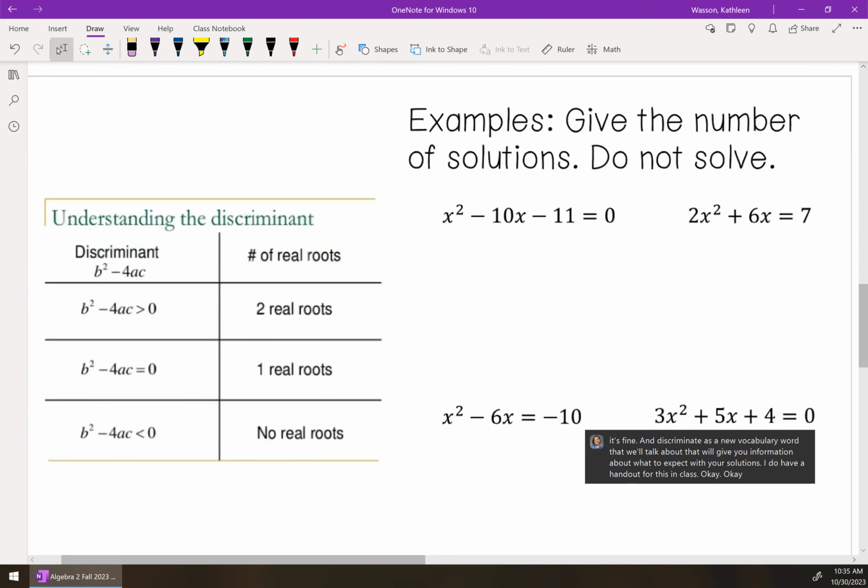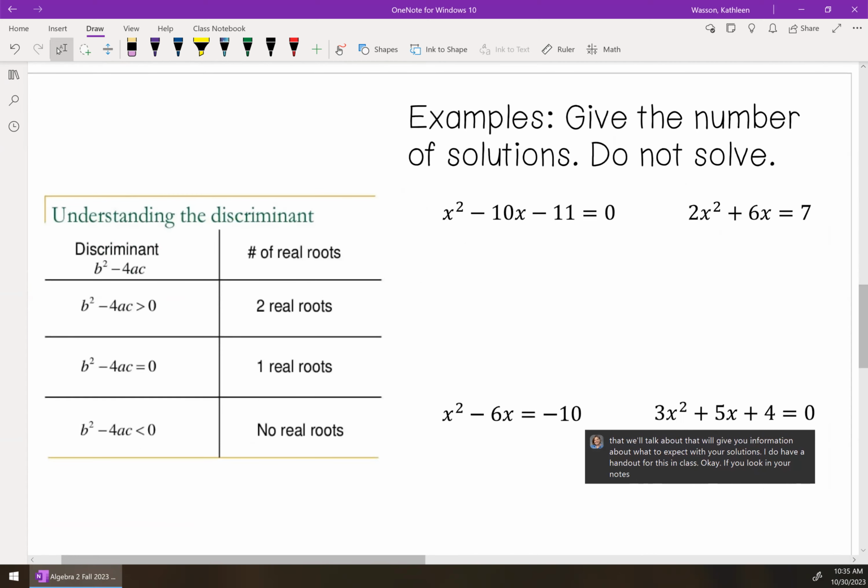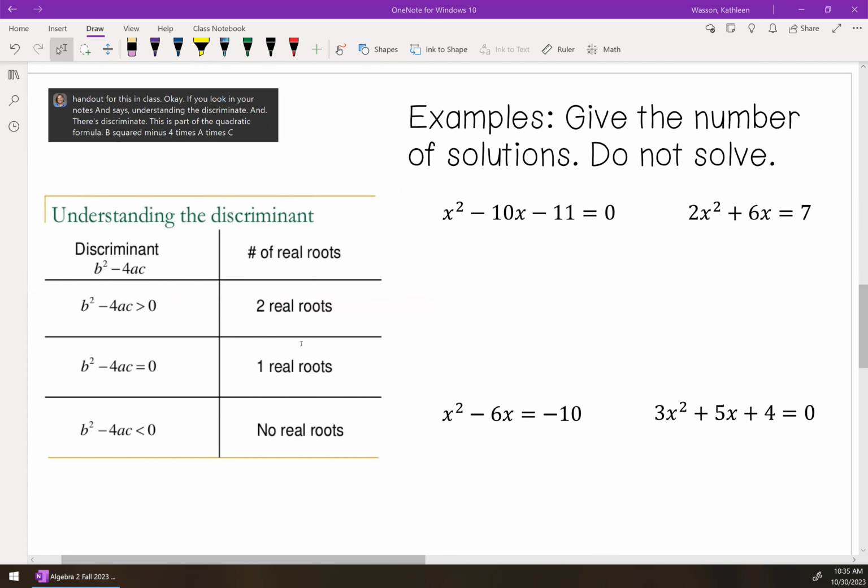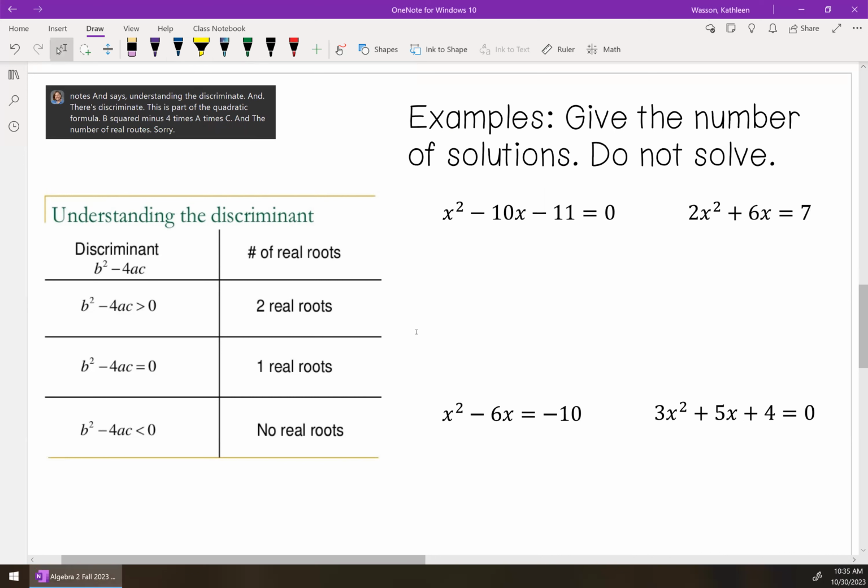If you look in your notes, it says understanding the discriminant, and there's the discriminant. This is part of the quadratic formula, b squared minus 4 times a times c. And the number of real roots, sorry. Roots are a new vocabulary word as well, and that means solutions. So we'll solve for x just like we did when we were factoring.